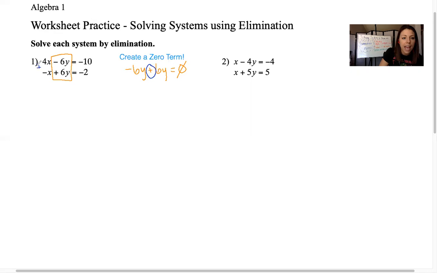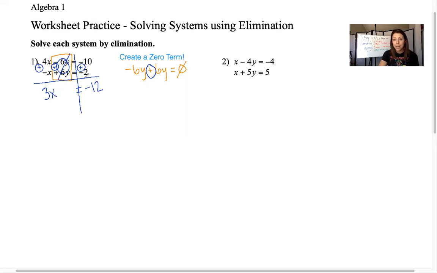So I'm adding everything straight down, and I like to put in my addition symbols all the way through. I'm just going to add up all the like terms, and I'm going to keep my equal signs separate. So 4x plus a -1x, that is a 3x, okay? -6y plus 6y, we already talked about it. That is a 0 term, equal sign on the line. -10 plus -2 is -12.